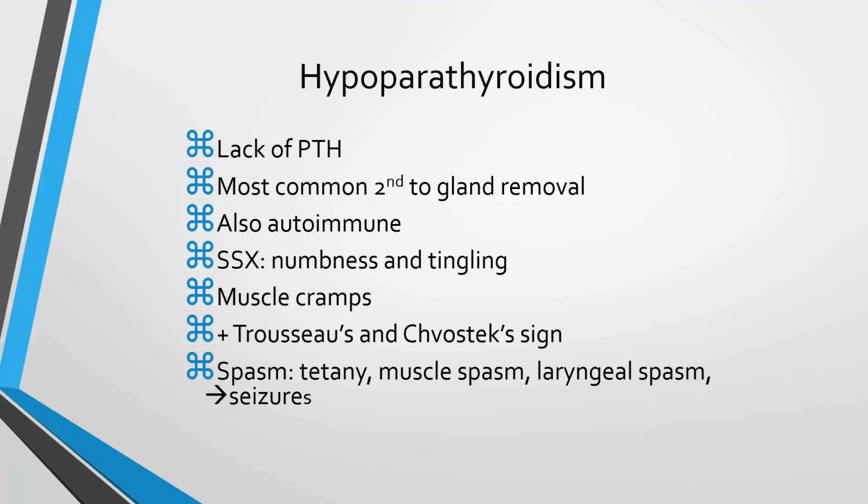So you're going to have numbness and tingling, muscle cramps, and a positive Trousseau's sign, which, if you remember, is if you inflate a blood pressure cuff, it leads to spasm of the muscles in the forearm. So if the hand is supinated, it becomes pulled towards the blood pressure cuff. Or Chvostek's sign, which is tapping over the facial nerve, leads to twitching of the facial muscles. And they can also suffer from seizures.